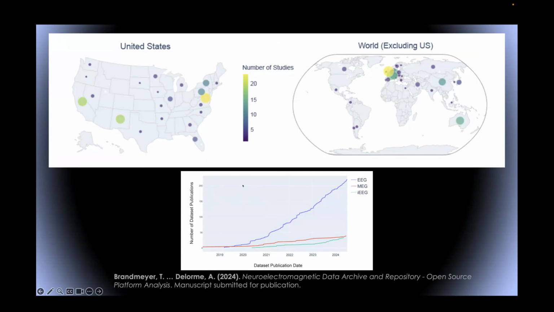Also here you see that sharing is growing. This is sharing of EEG on OpenNeuro, NEMAR, MEG, and intracranial EEG, and you see that it's growing. There are about 460 datasets right now. When we started, it was 30. When we started 5 years ago.